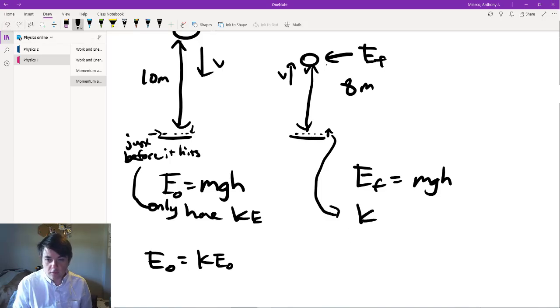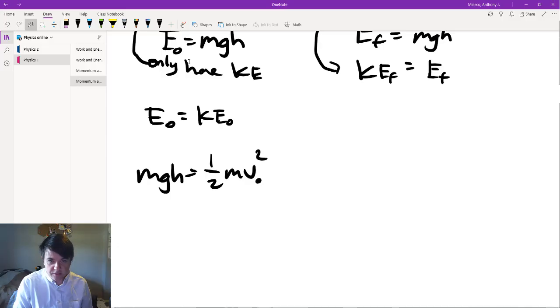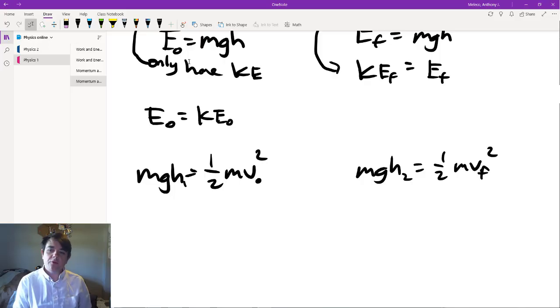It will have KE final down there. So we can set E final equal to KE. We set mgh equals 1/2 m v naught squared. This is what we need to solve for right here. I should label these as 1 and 2 just so there's no confusion. And this will be equal to the final.